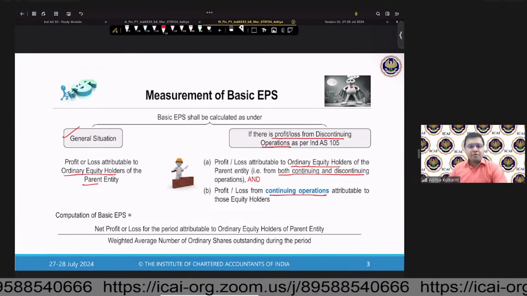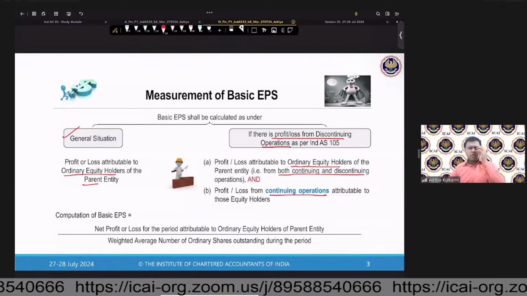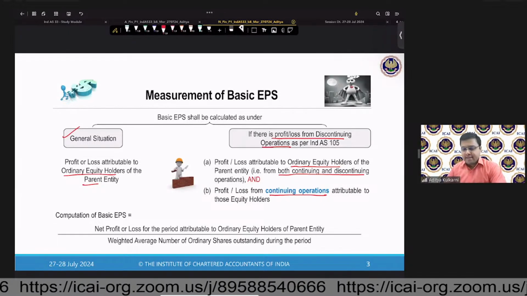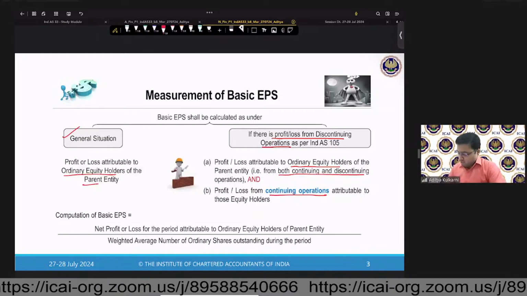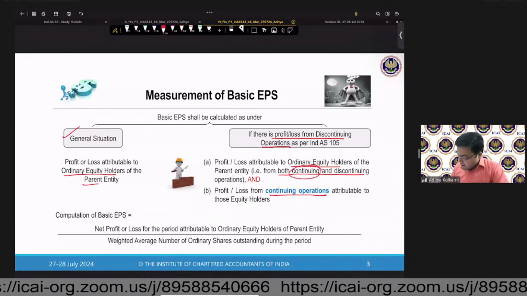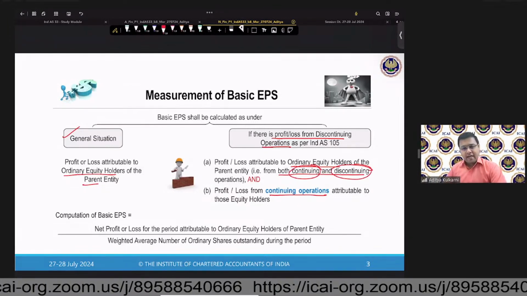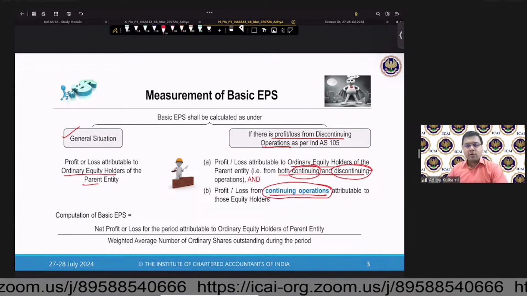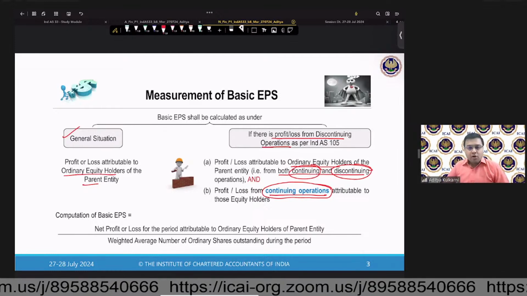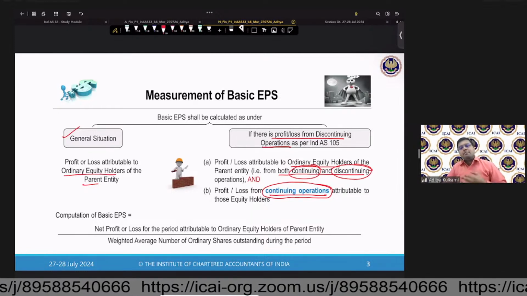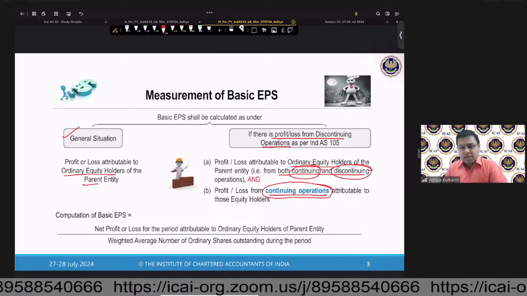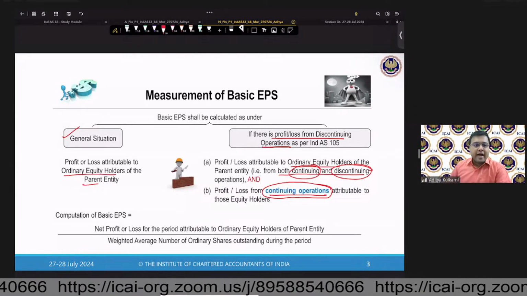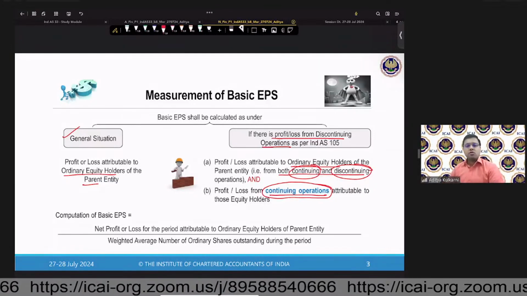But if there is a profit or loss from discontinuing operations, as investors, what would you be interested in? Well, I would ordinarily be interested in profit or loss from the total operations. That means continuing plus discontinuing. And I would also be interested to know what will be my EPS attributable to continuing operations. I'm not going to be interested as an investor in the EPS from the discontinued operations, because going forward, those are not going to be continued in terms of the activities. And that is why these are the two things that we have.